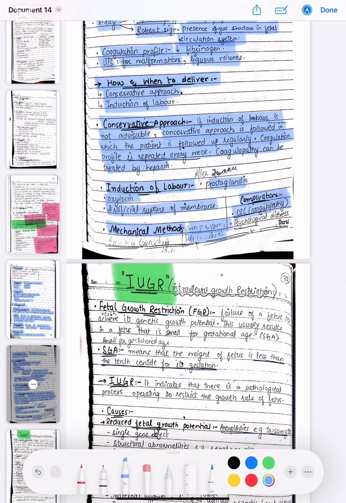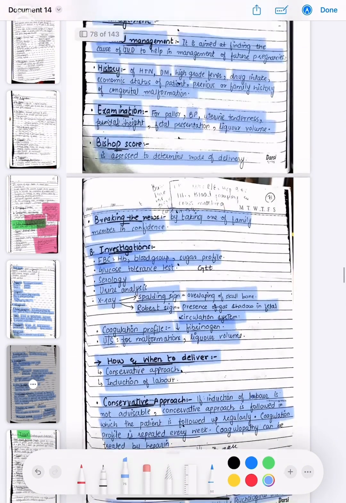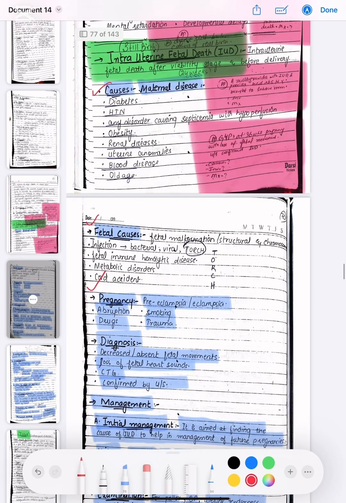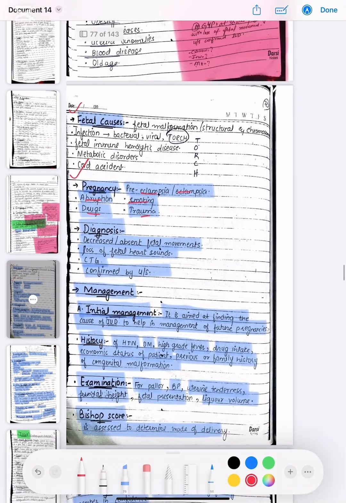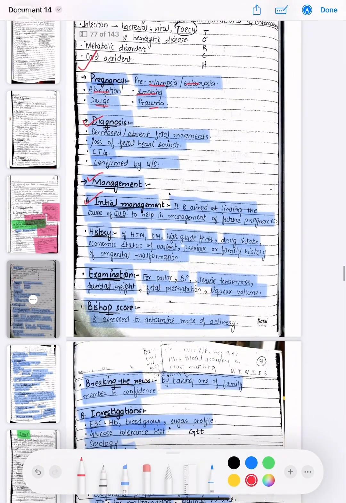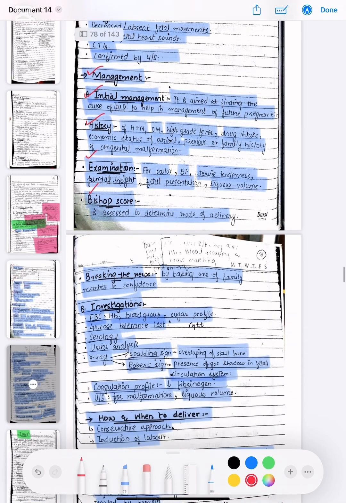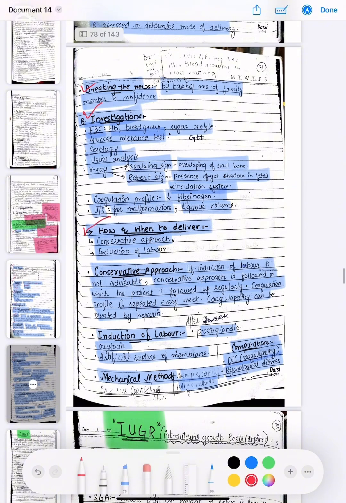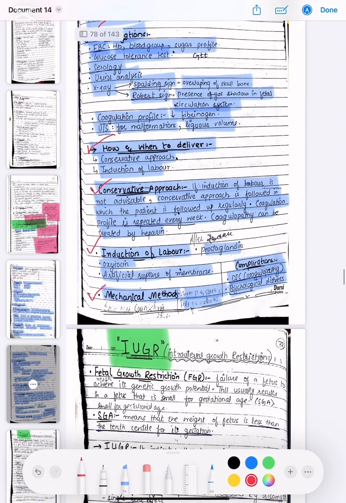So we have discussed the topic, the intrauterine death, which is a small topic, and we have discussed the causes, which are maternal diseases and fetal causes, and the causes during pregnancy, which are pre-eclampsia, eclampsia, abruption, smoking, drugs, and trauma. Then we have discussed how it is diagnosed, and then we have discussed the management, which is initial management, history taking, examination, and Bishop score. Then breaking the news, and then the specific investigations are done, and how and when to deliver, how the conservative approach is done, the induction of labor, what is the mechanical method, and what are the complications of the intrauterine death.